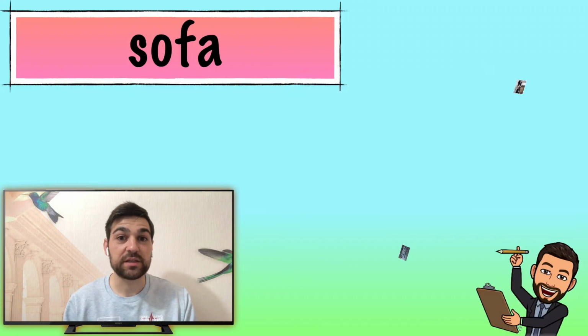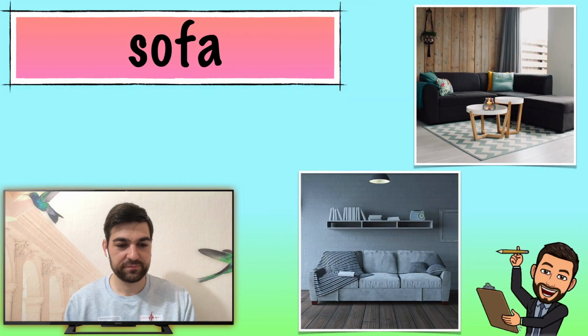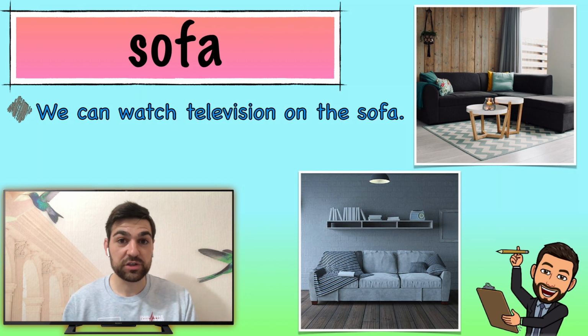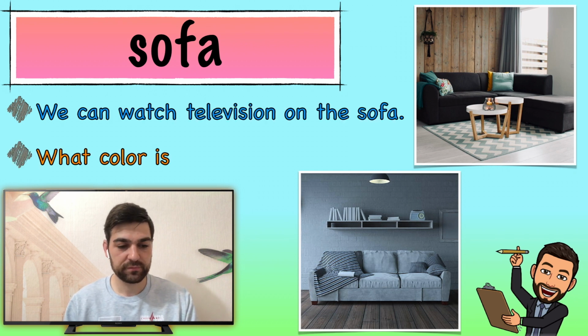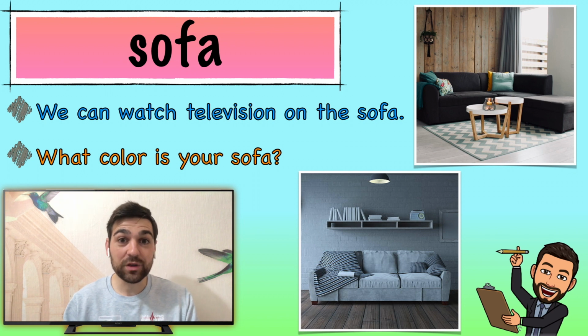Our first word is sofa. We can watch television on the sofa. And now the question, what color is your sofa? In my living room, my sofa is white. What color is yours?